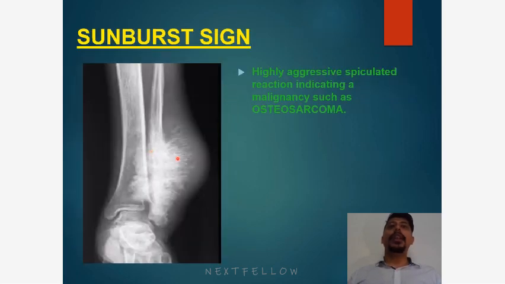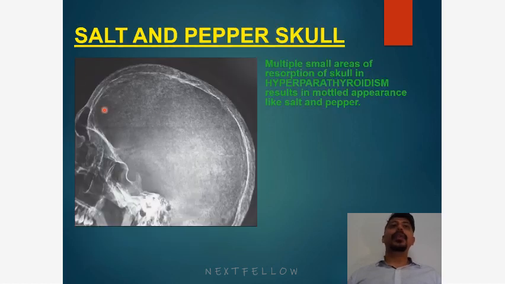Sunburst sign. A highly aggressive spiculated reaction indicating malignancy such as osteosarcoma. We can appreciate on the AP view of the distal tibiofibular joint a highly aggressive mass lesion giving the appearance of sunburst sign, seen in osteosarcoma. Salt and pepper sign: multiple small areas of resorption of the skull seen in hyperparathyroidism result in a mottled appearance like salt and pepper. This is the salt and pepper sign seen in hyperparathyroidism.